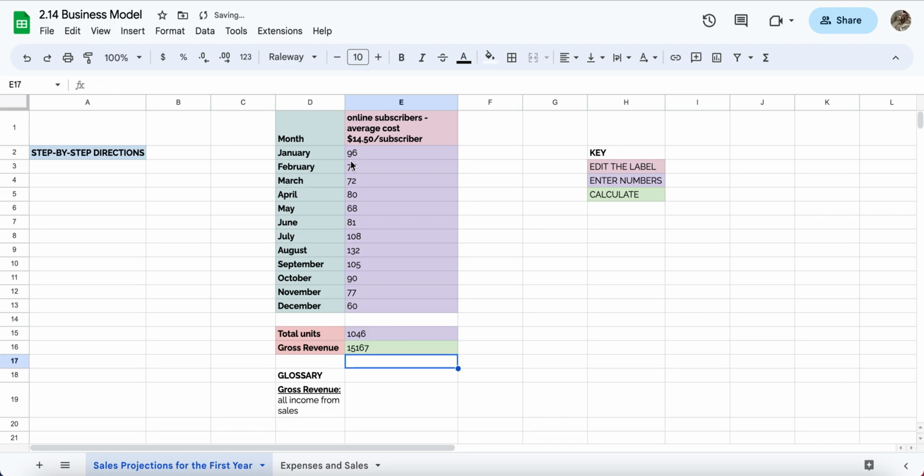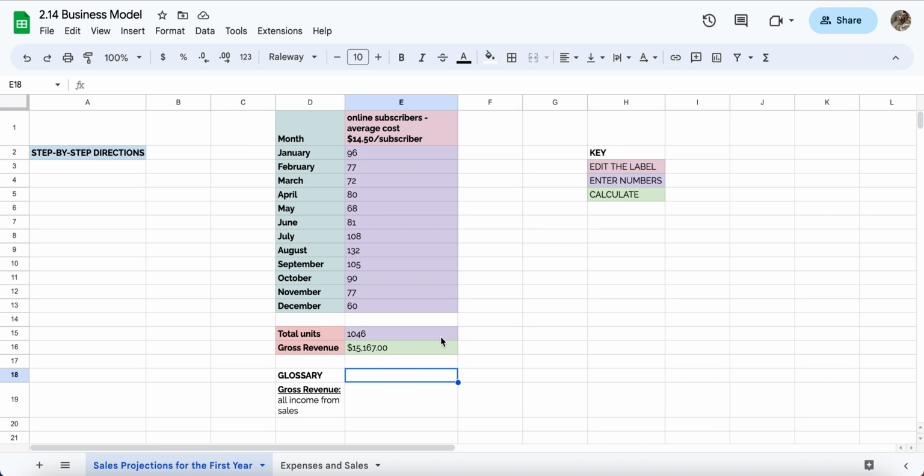And you hit enter, and it gives you this number of your gross revenue, which is $15,167. You can always come up here and format as a currency so that you know. And that is exactly how you will calculate your total number of units and gross revenue. The next step is that we need to insert a bar graph to represent this data graphically.